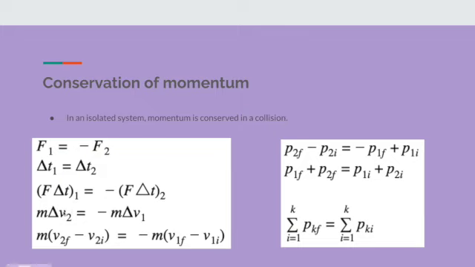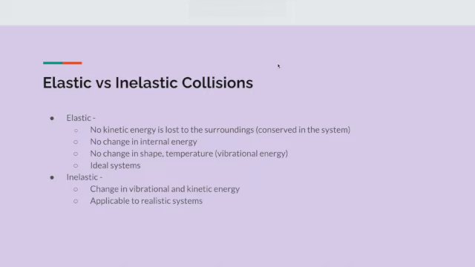Impulse is equivalent to m times delta v, or the change in momentum. By rearranging, we can obtain the following equation, which states that the total final momentum of the system is equal to the total initial momentum of the system. Here's a more general form for more than two objects.